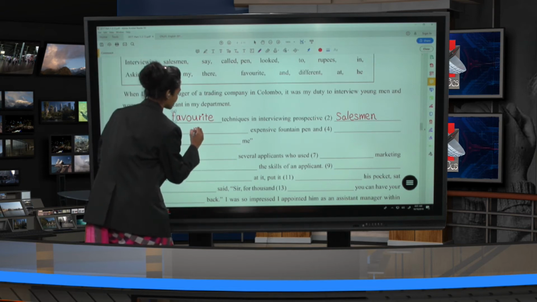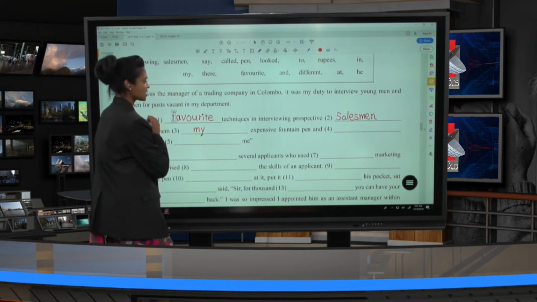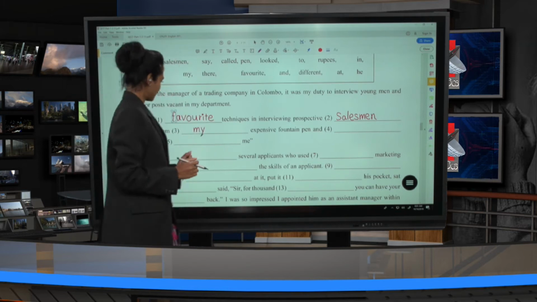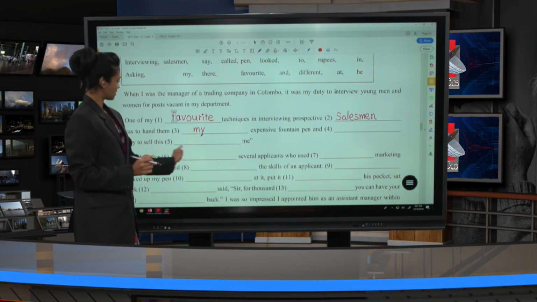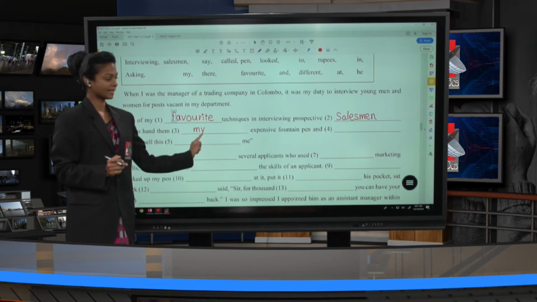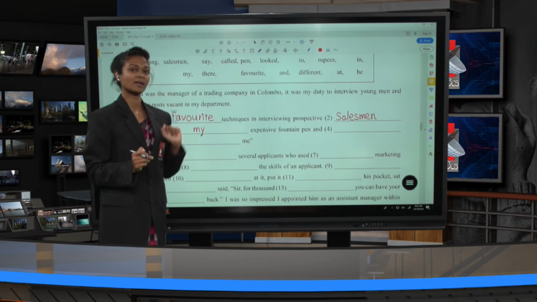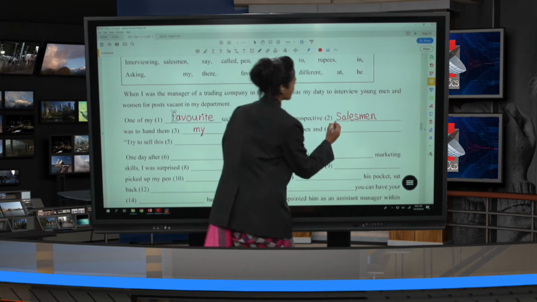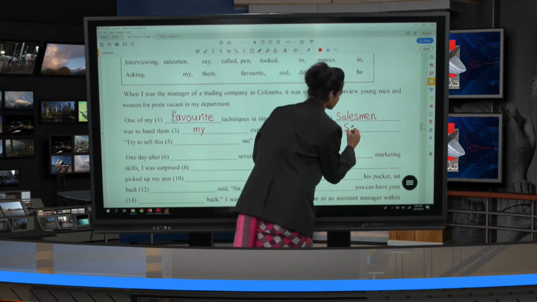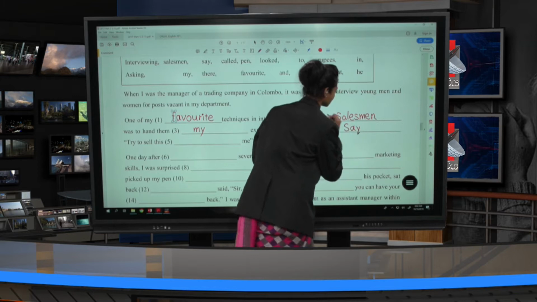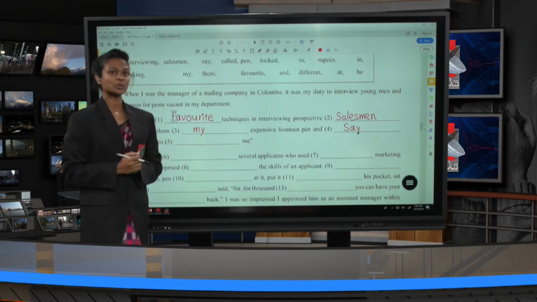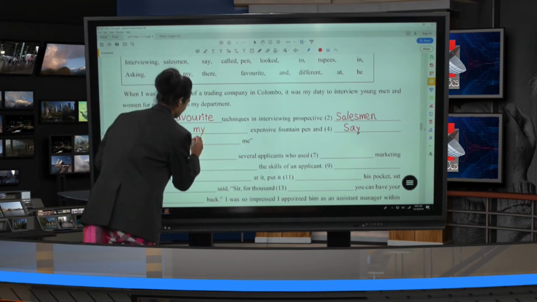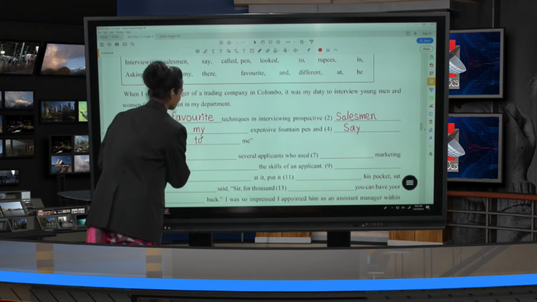Expensive means miladika, my expensive fountain pen, and this is an utterance. ඒ කියන්නේ කෙනෙක් කියන වාක්‍යයක්. So there should be a say. And say, try to sell this to me. මේක මට විකුණන්න try කරන්න. To me.